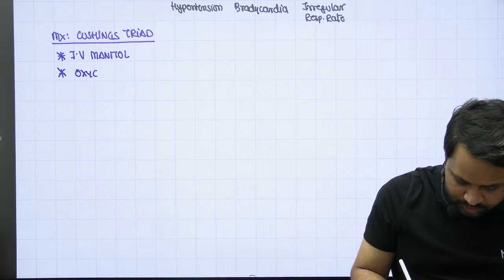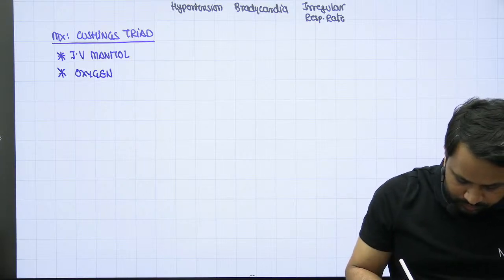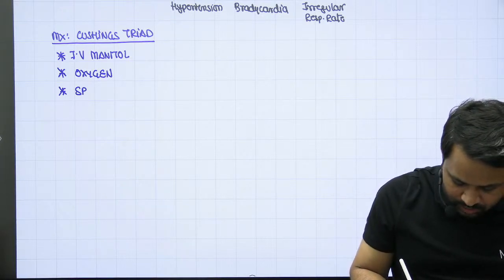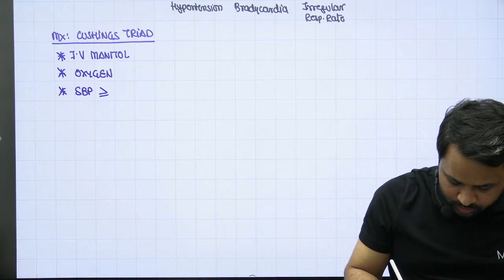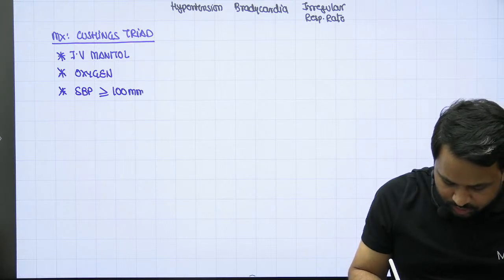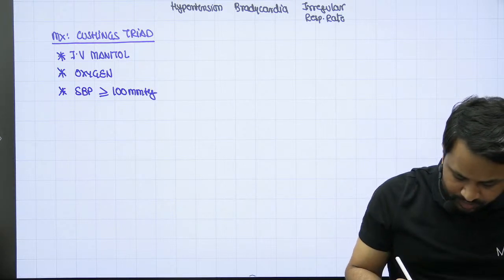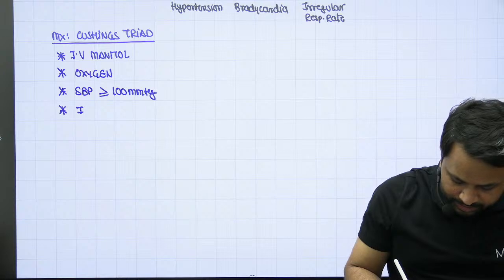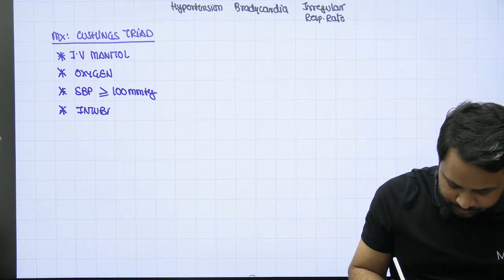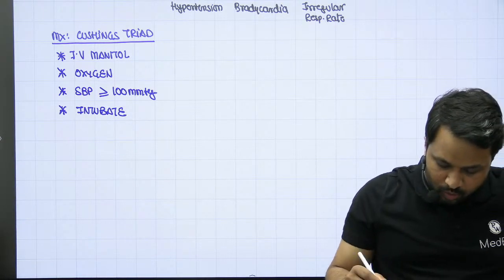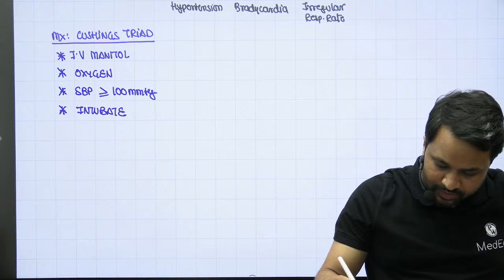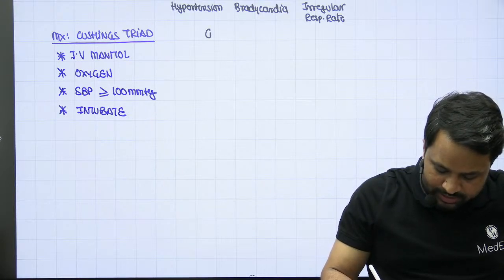Give oxygen. Maintain the systolic blood pressure to be more than or equal to 100 millimeters of mercury. And if required, intubate. Okay. Now, once you have done this, obviously you have certain parameters to maintain, which are called goals in the management.